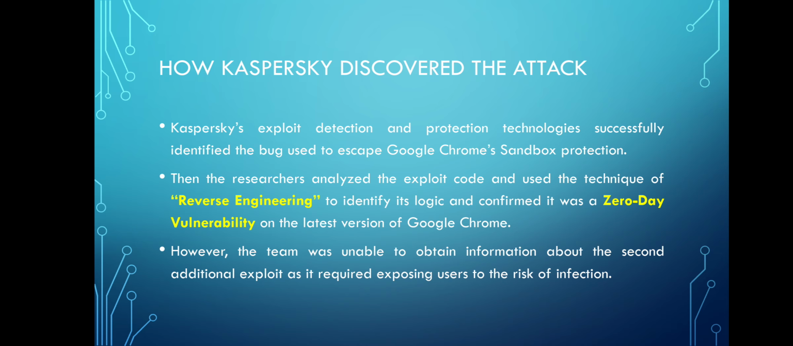Kaspersky's exploit detection technologies detected suspicious behavior during their investigation of the campaign. After identifying the exploit, the researchers carefully analyzed it using reverse engineering, which involves studying compiled software to understand how it works internally. Through this analysis, they confirmed that the exploit was targeting a previously unknown vulnerability in the latest version of Google Chrome. However, they decided not to investigate the second exploit further because doing so would have required exposing users to the risk of infection. Instead, they responsibly reported the vulnerability to Google so that it could be fixed.